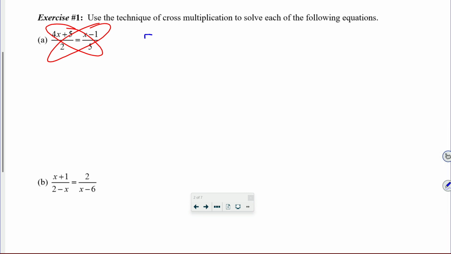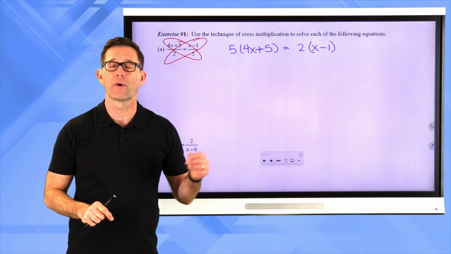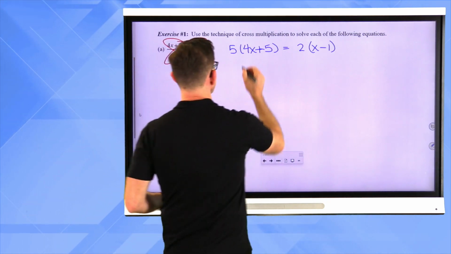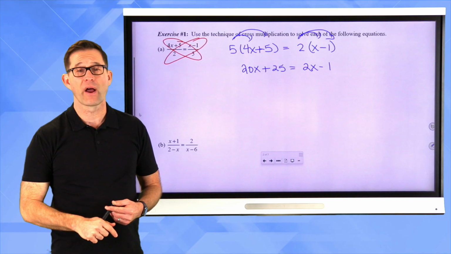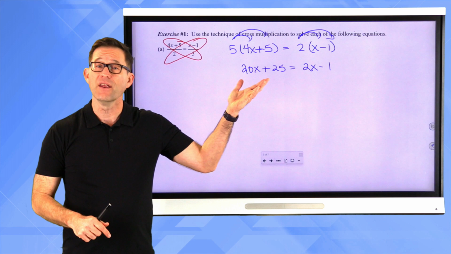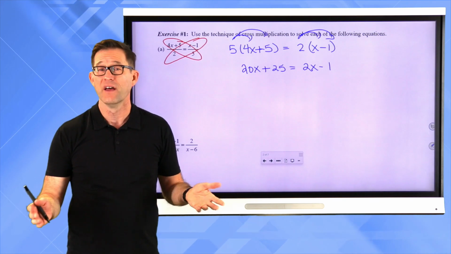So what we end up having is 5 times (4x plus 5) equals 2 times (x minus 1). Now we have to make sure that we're doing distribution, right? And that's why I've got the parentheses around the 4x plus 5 and around the 2x minus 1. But once we do the distribution, it's simple enough to do this, and we get 20x plus 25 is equal to 2x minus 1. And suddenly we've transformed an equation that's got fractions in it, our original one, into an equation that doesn't have fractions. I suppose this one didn't either. So as soon as we cross-multiplied, the fractions were gone.